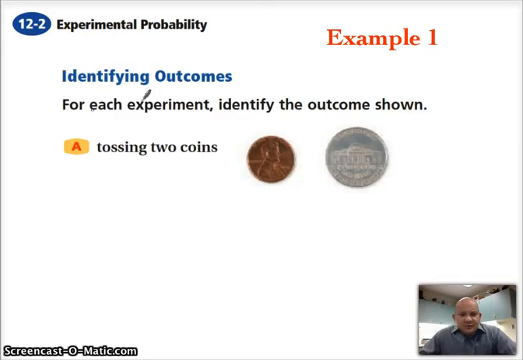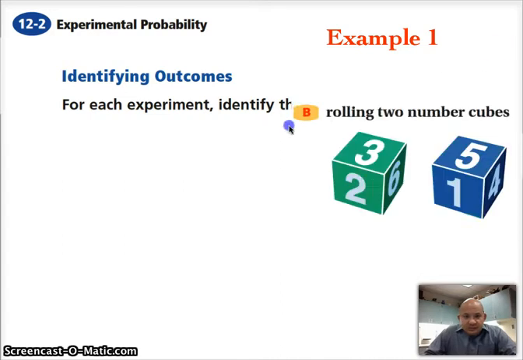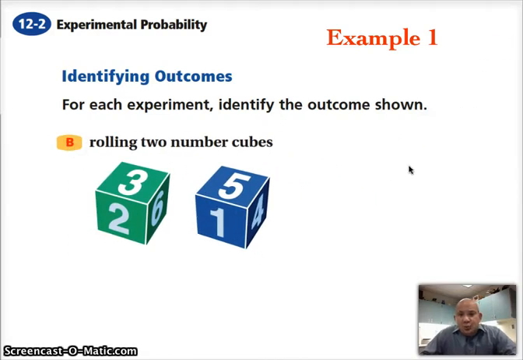Pretty simple activity here. It says, for each experiment, identify the outcome shown. Here we have the tossing of 2 coins. How do we write the outcome? We write the outcome within parentheses. This one is heads and tails. That's an outcome of that particular experiment. Next, we have 2 dice that are rolled for us. What's the outcome here? The outcome here is rolling a 3 on one die and a 5 on the other.